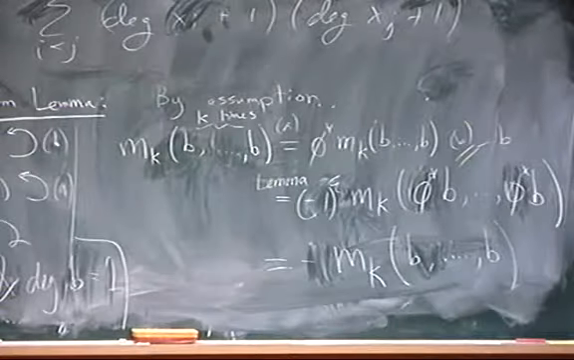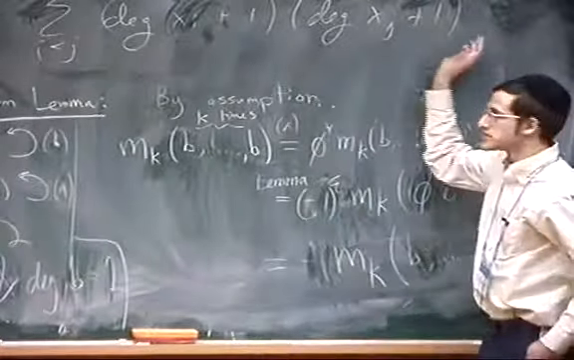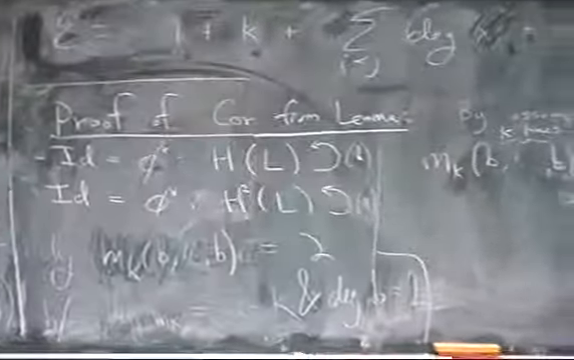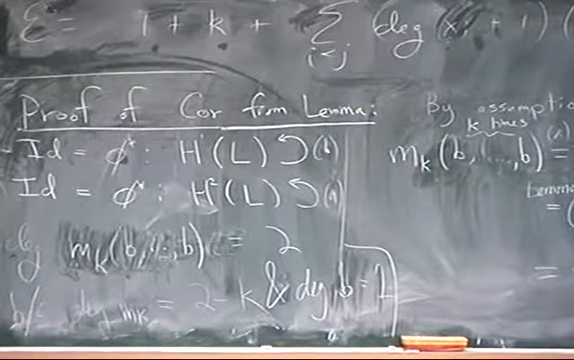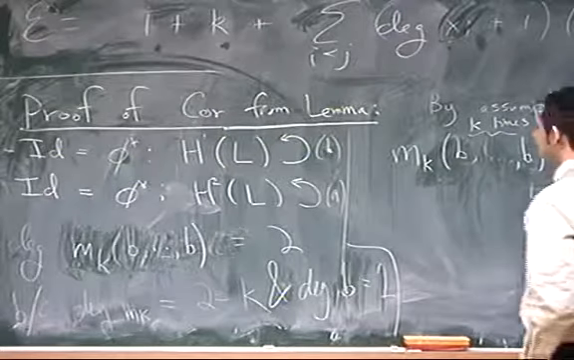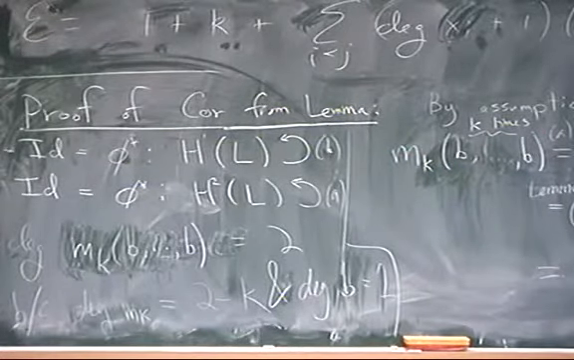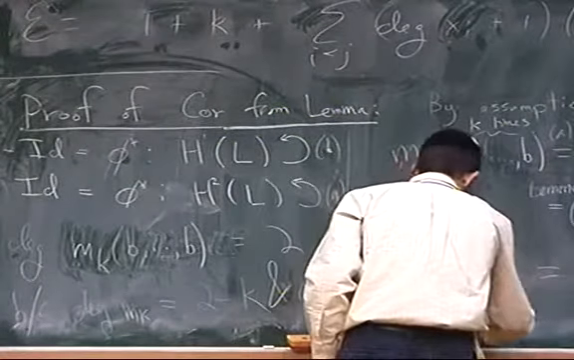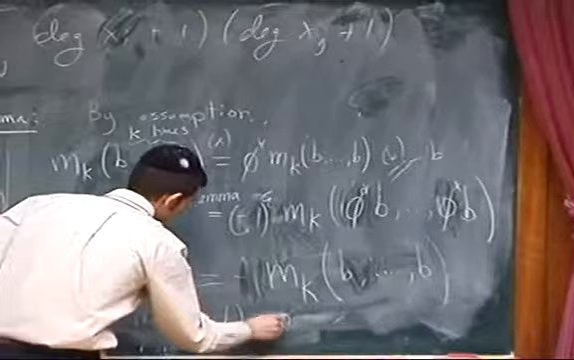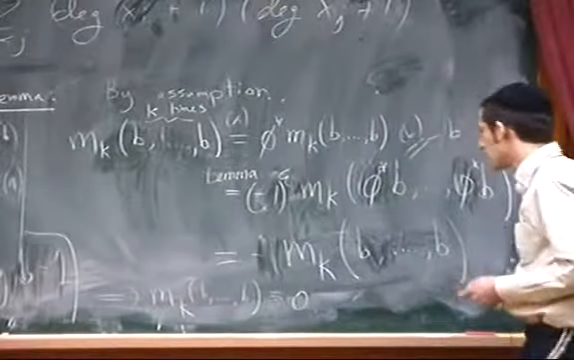That's because if I put degree of all the xi equal to 1, then all these terms vanish, and I have k factors of minus 1 from here, and 1 left over. The k cancel out, since there are k copies of b, each one picking up a minus 1 because of the action of phi star. So I get minus 1 to the 1 plus k power times minus 1 to the k power, which is just minus 1. This implies that mk is equal to minus itself, so therefore mk of lots of b's is equal to 0. And that shows the corollary, since it's true for all k.